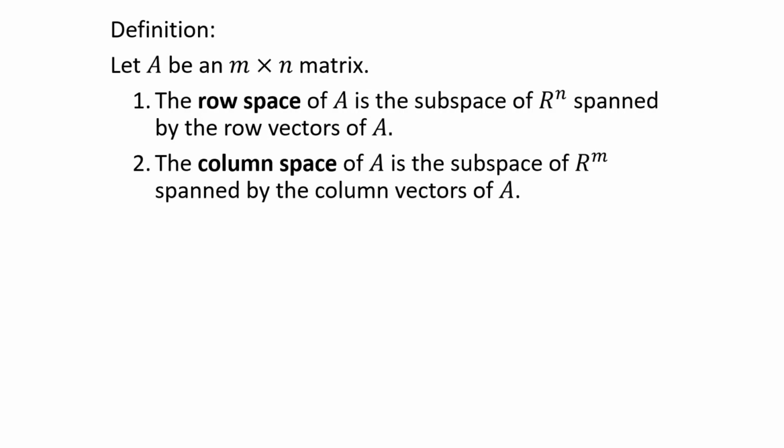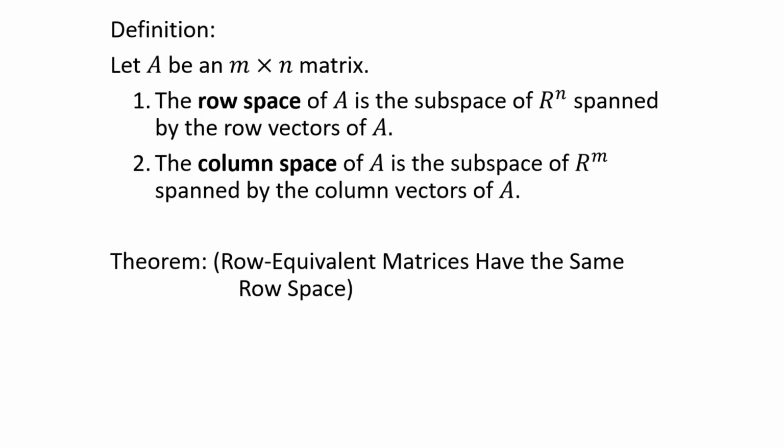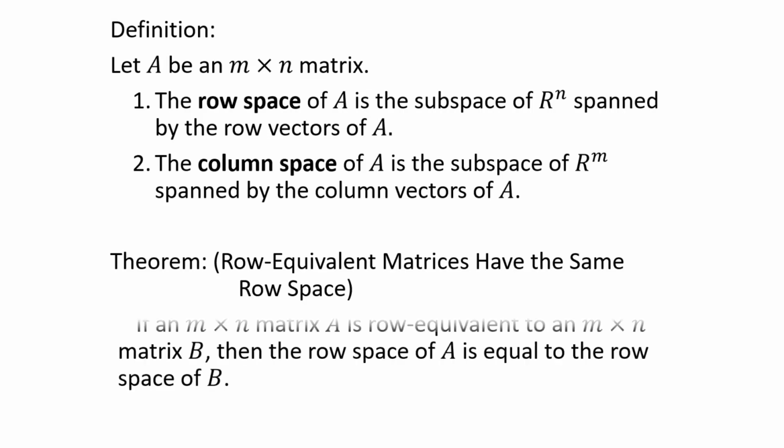Now, this next theorem tells us that row equivalent matrices have the same row space. So if an m by n matrix A is row equivalent to an m by n matrix B, recall that two matrices are row equivalent when one can be obtained from the other by elementary row operations. So again, if an m by n matrix A is row equivalent to an m by n matrix B, then the row space of A is equal to the row space of B.